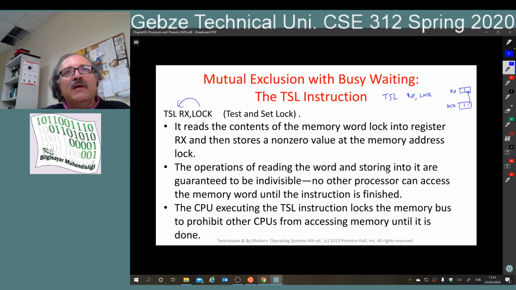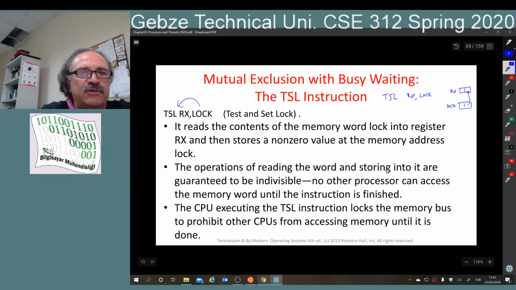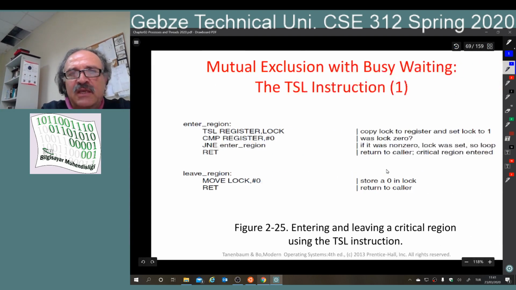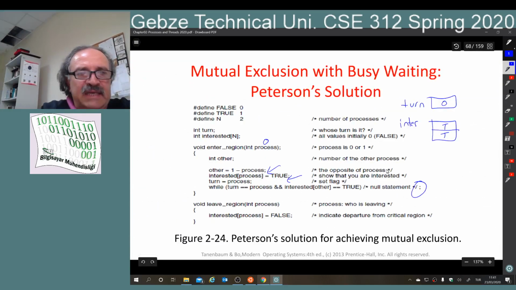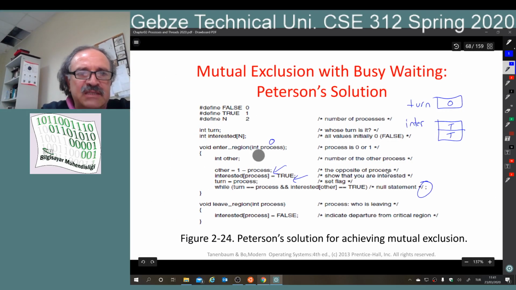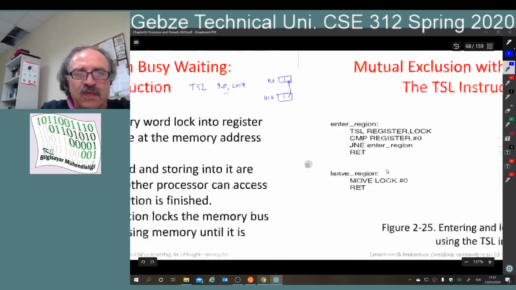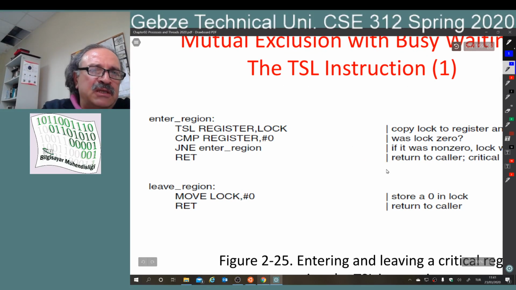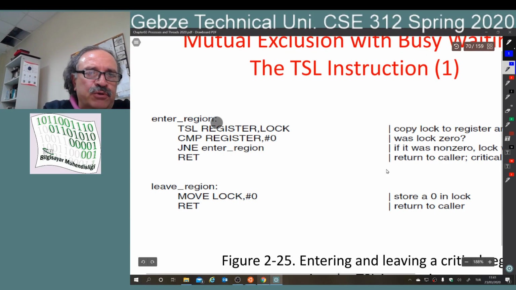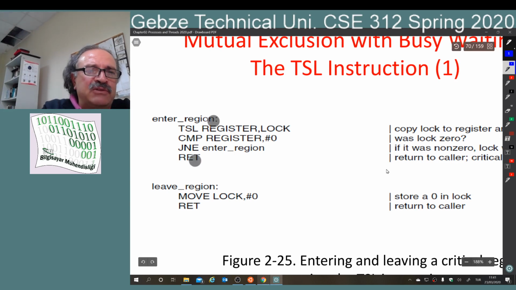What is the viewers? Okay, good. So TSL is a special instruction supported by the CPU, and it does this. It reads the contents of the memory word into a register and then stores a non-zero value to it. So this is what you do. Instead of calling enter_region with the process number, you just call this simple function enter_region. Remember, you don't send your process ID.